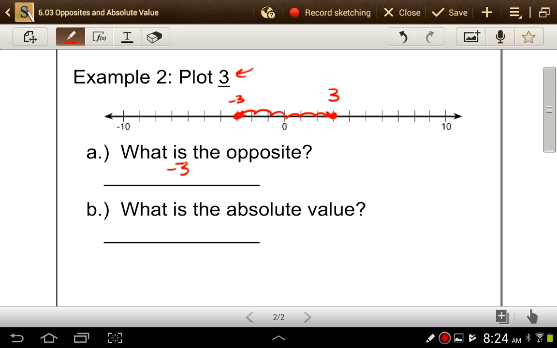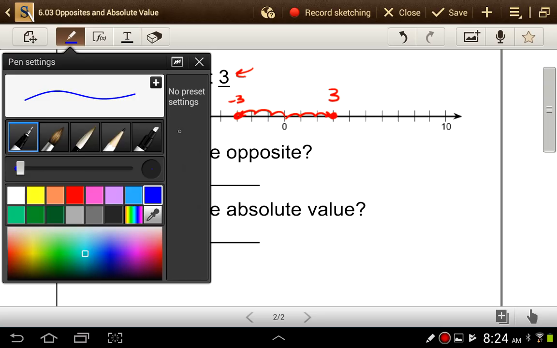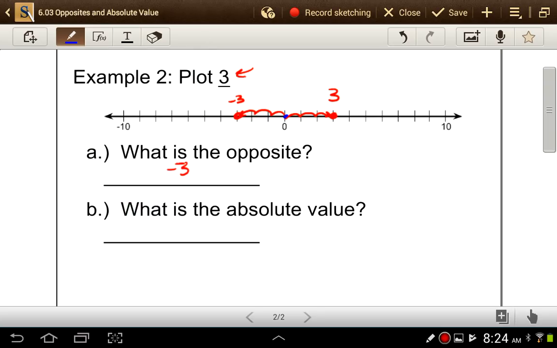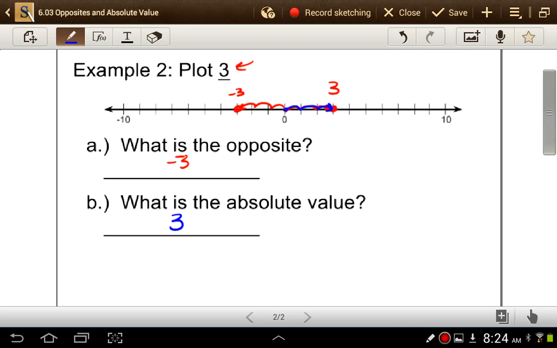For absolute value, I want to see how many units away from 0 it is. It's 1, 2, 3 units away from 0. So my answer is 3 because it's 3 units away from 0. So that's how you do the opposite, and that's how you do absolute value. Let's move on to the next example. Pause if you need to.